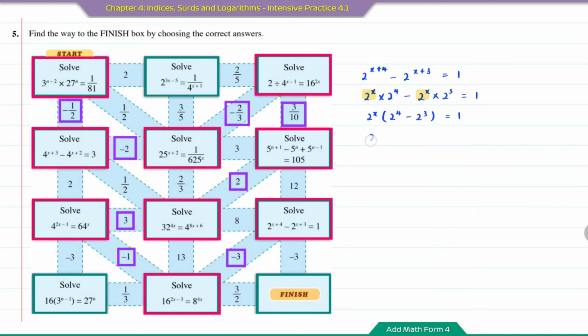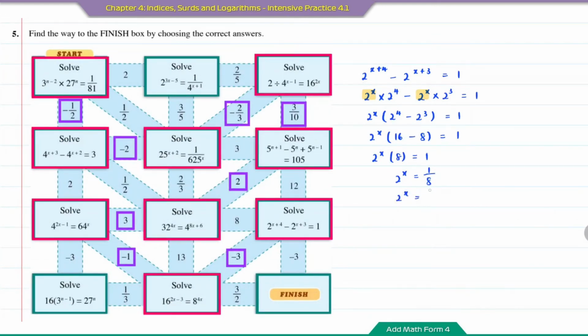Alright, now we're going to solve for the value in the bracket. So 2 to the power of 4 is equal to 16. 2 to the power of 3 is equal to 8. So here you're going to have 16 minus 8, which is 8, equal to 1. Alright, then move the x to the other side. So you're going to have 2 to the power of x over 1 over 8.